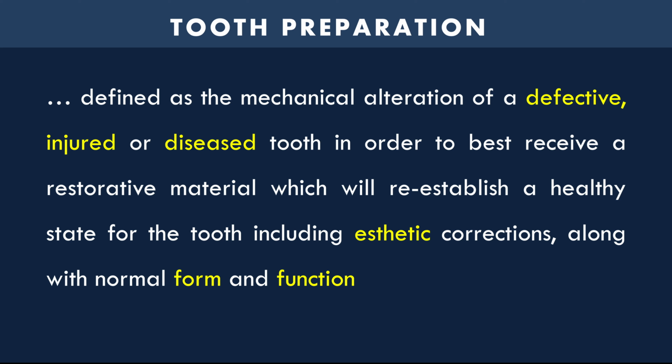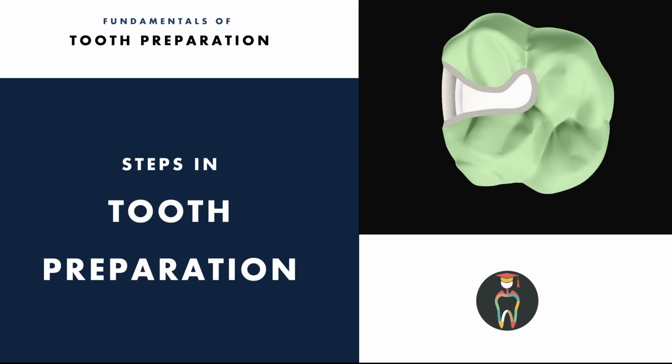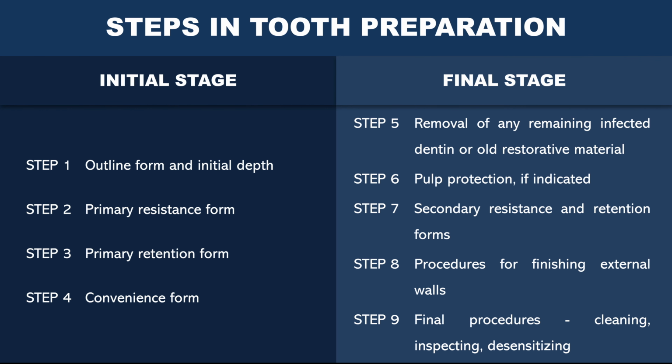Tooth preparation is defined as the mechanical alteration of a defective, injured or diseased tooth in order to best receive a restorative material which will re-establish a healthy state for the tooth, including aesthetic corrections along with normal form and function. For easy understanding, tooth preparation is divided into different stages and steps. Tooth preparation can be broadly divided into two stages: the initial stage and the final stage.